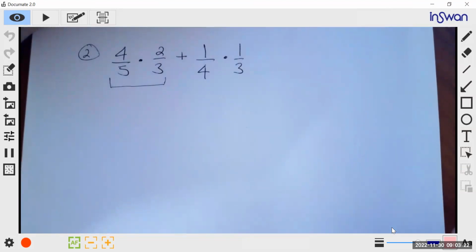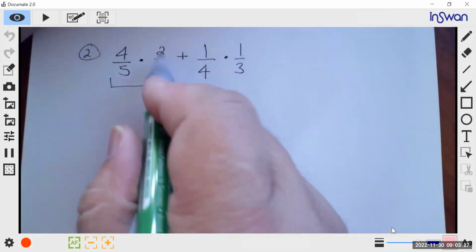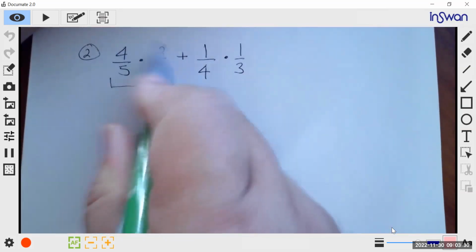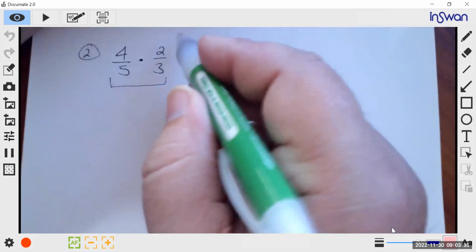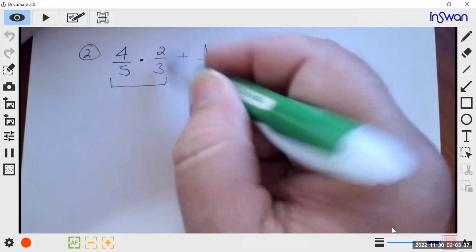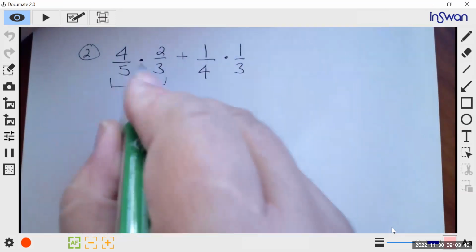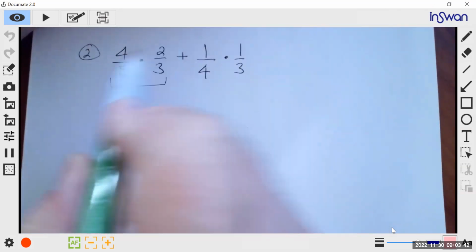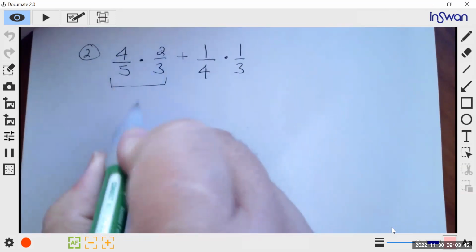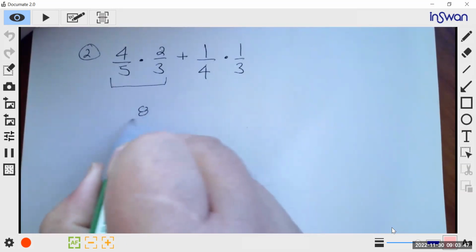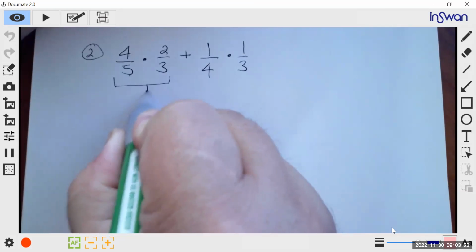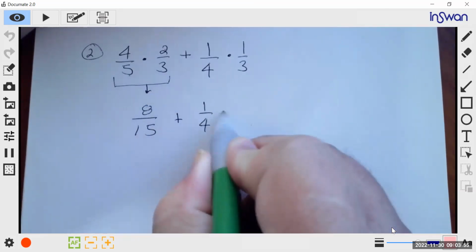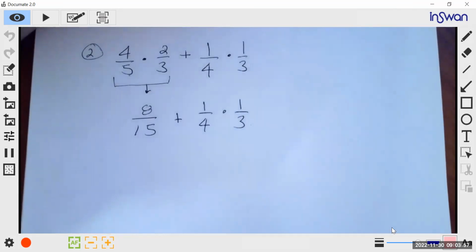What's the rule of multiplying fractions? The rule is this: if you can, anything on top can cancel with anything on the bottom, if possible. Doesn't have to be up and down. It could be across. It could be anywhere. Since nothing cancels, I go ahead and multiply. Top by top, 4 times 2 is 8. 5 times 3 is 15.